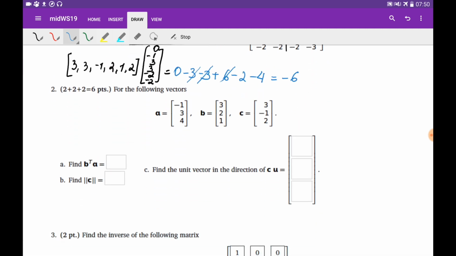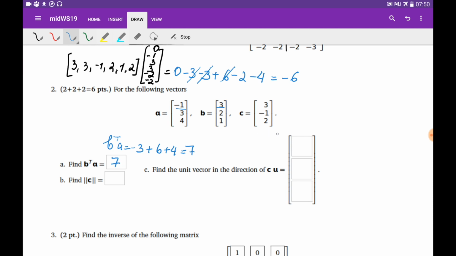So we're given 3 vectors and we need to do the following operations. In the first case, we need to multiply B transpose by A. This is just the scalar multiplication of these 2 vectors. We can just multiply them component-wise. It's going to be minus 1 times 3, 3 times 2, 4 times 1. So what we obtain here is 7.